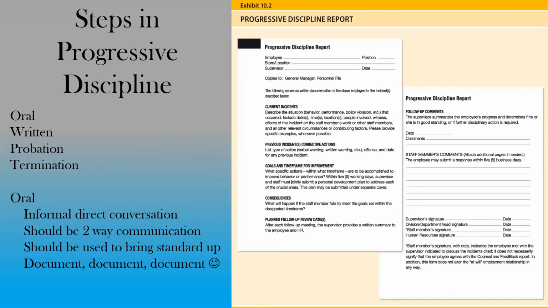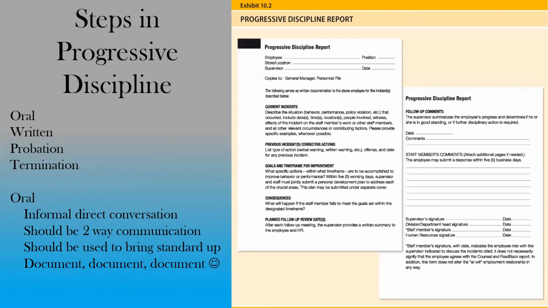So here is an example of a progressive discipline report. Again, it shows a written documentation for whatever the issue is. You describe the incident, if there are any incidents before, goals and timeframes, what specific actions you're looking to be accomplished, what the consequences are, and then any planned follow-up. There is then follow-up comments, any staff member comments, and then signatures.